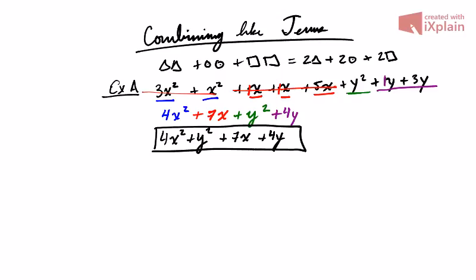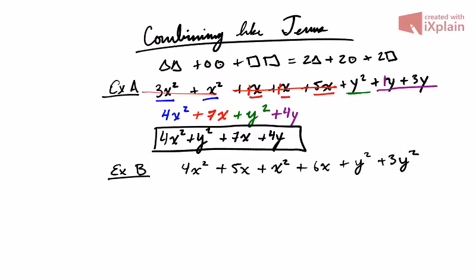Let's do another example. Let's do example B, where you've got 4x squared plus 5x plus x squared plus, let's go with 6x plus y squared plus 3y squared. Basically, what I like to do, if I don't have colored markers, is combine like terms and isolate them together.